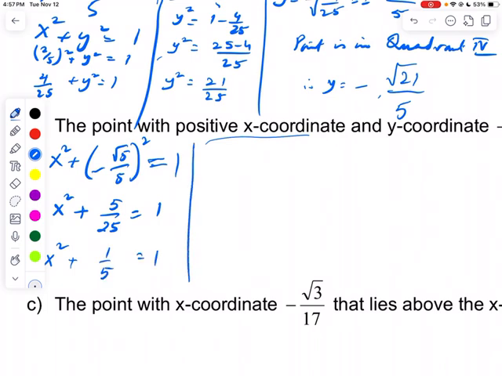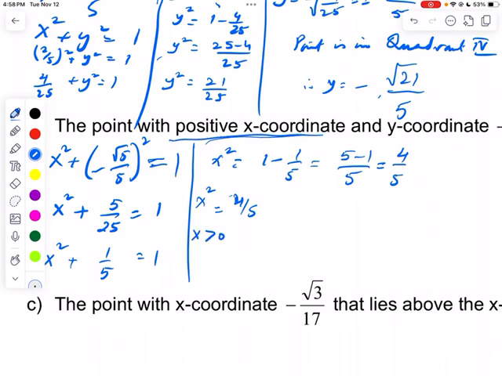Okay, going to the next step, x squared will be equal to 1 minus 1 over 5, which means 5 minus 1 over 5, which is equal to 4 over 5. So x squared is equal to 4 over 5. Now over here you can directly say x is positive, because it is given that x is greater than 0, so x will be equal to the square root of 4 over 5.